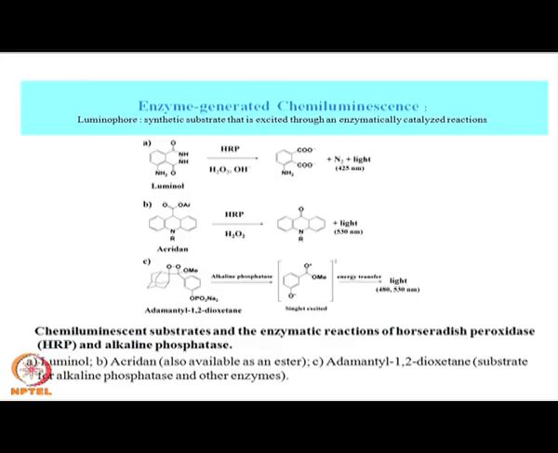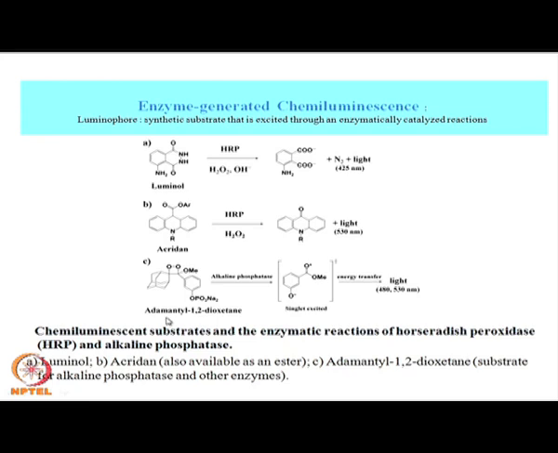Okay. Now, enzyme generated chemiluminescence, that is luminol, a synthetic substrate that is excited through enzymatically catalyzed reactions. You see, it is luminol, then horseradish peroxidase, H2O2, OH minus, this is giving rise to this, then N2 plus light. So, it is 425 nanometer, then acridan with H2O2, okay, then giving rise to this acridone derivative, and then light of 530 nanometer.